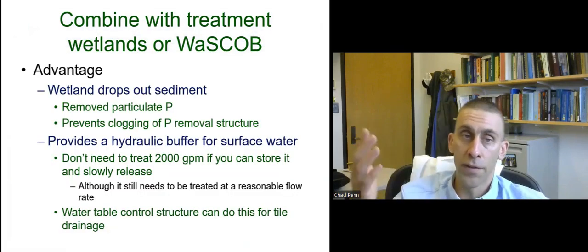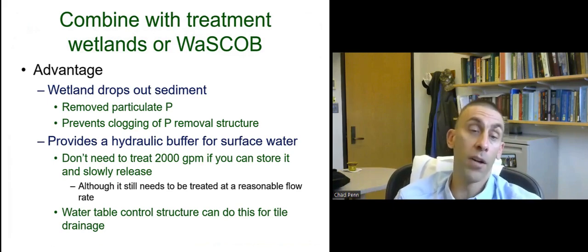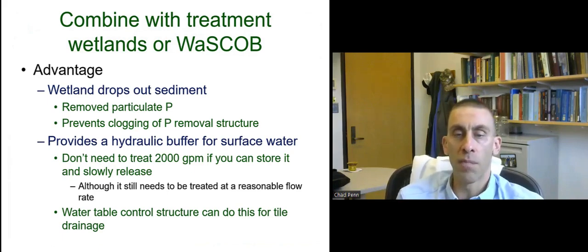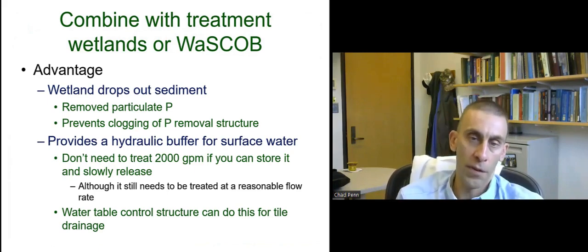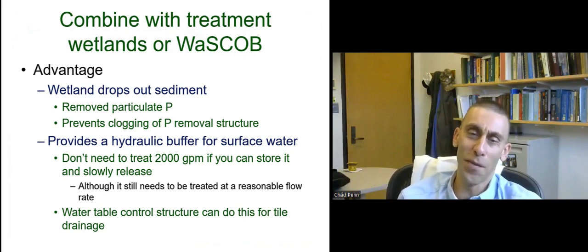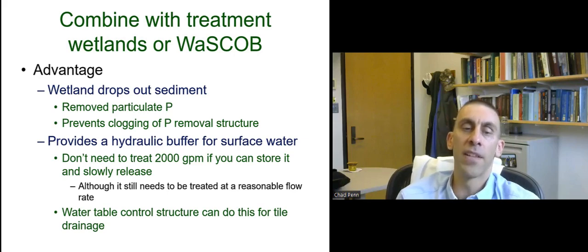The advantages, I'm going to repeat myself here, but the wetlands drop out the sediment and the particulate phosphorus. It also prevents clogging of the phosphorus removal structure by keeping sediment out of it. The wetland also provides a hydraulic buffer for surface water. So, while the peak flow might be 2,000 gallons per minute for a site, that's really, really hard to treat with a phosphorus removal structure. You'd have to build a giant unit to be able to handle that. But with the treatment wetland, you can store that water and then slowly release it into the phosphorus removal structure at a more reasonable flow rate.